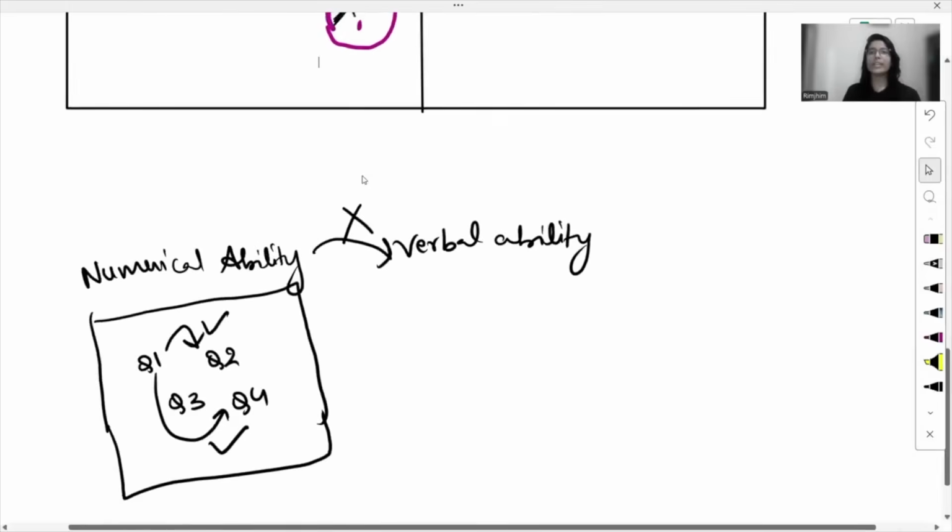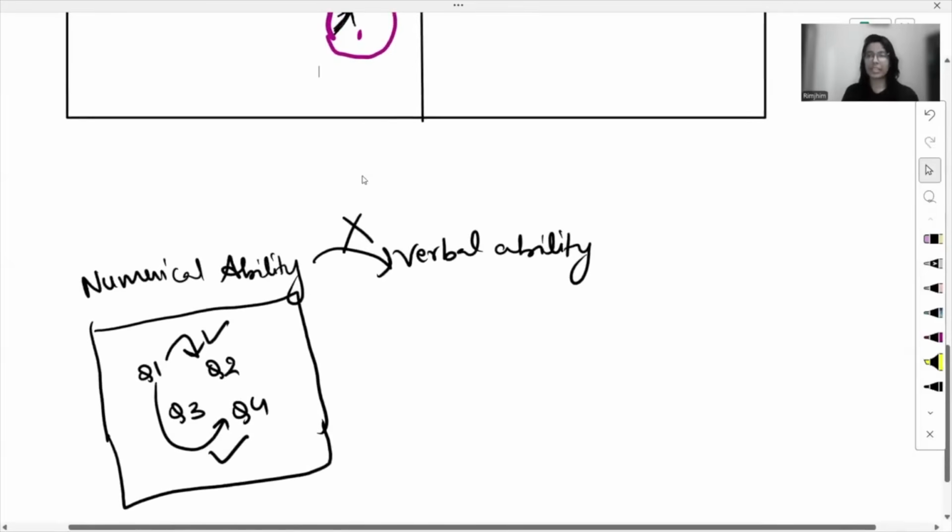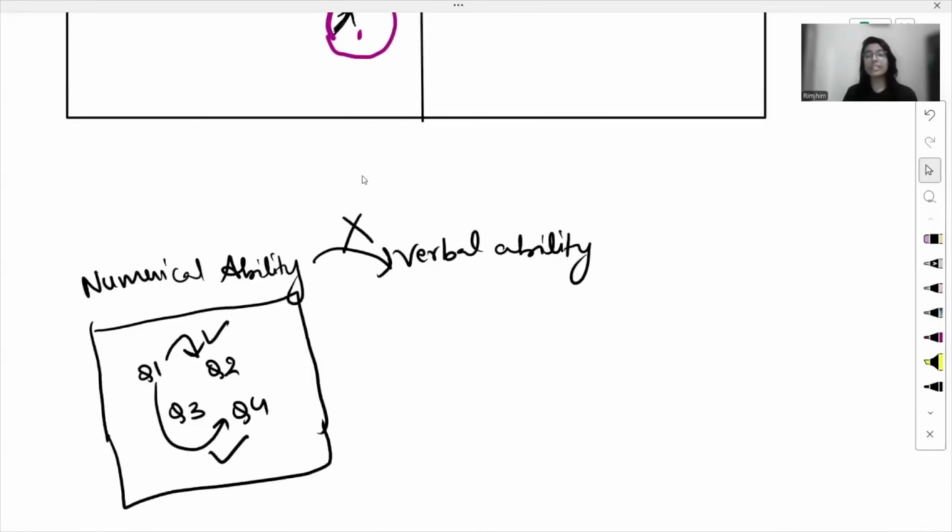Moving on to the numerical ability and verbal ability section. In this section, you can switch between questions within the same section, but you can't switch between different sections. Your goal should be to solve as many questions as possible in the least amount of time. Suppose you find a question for which you know the method, but you know that it will require a lengthy calculation.